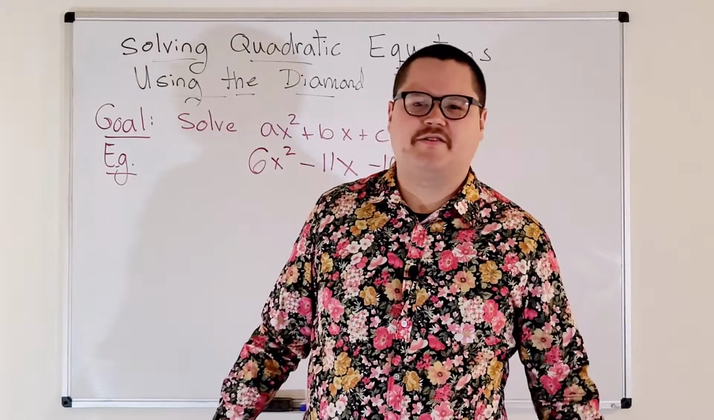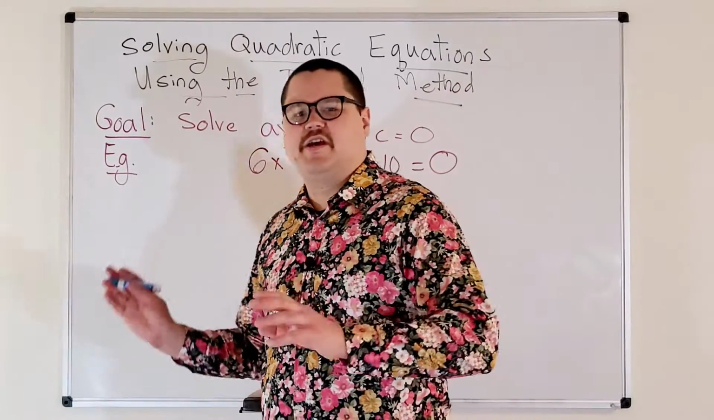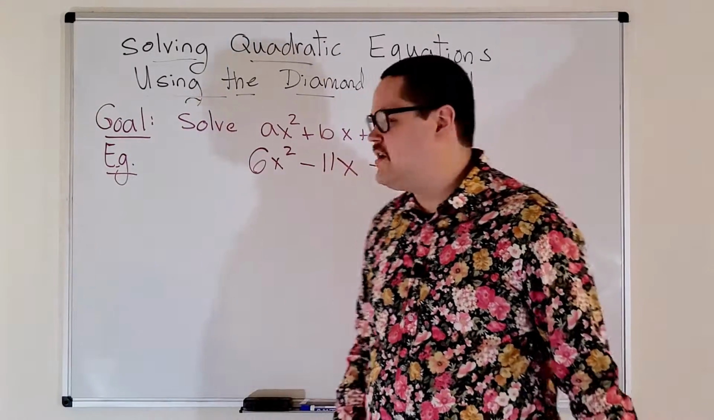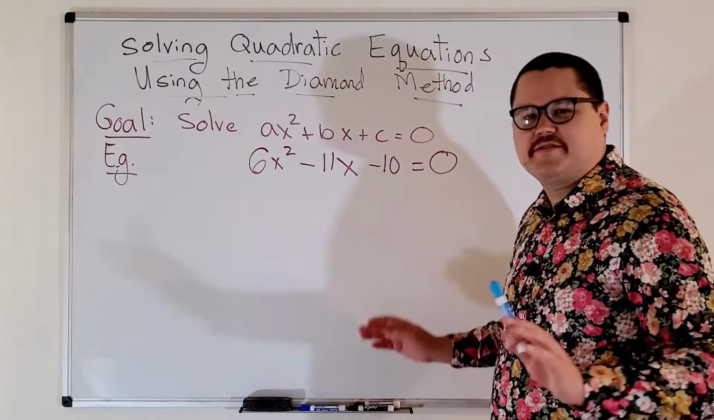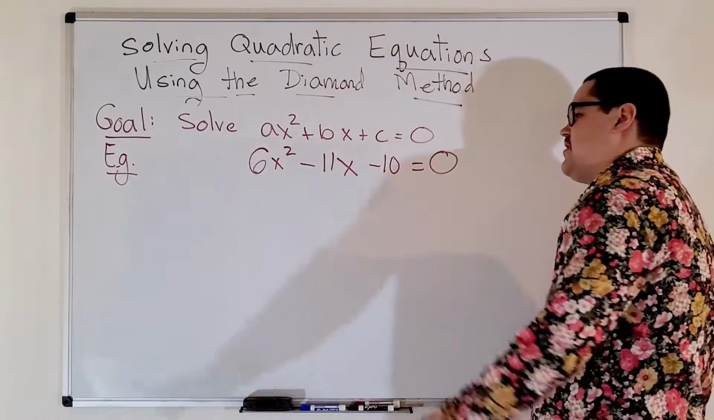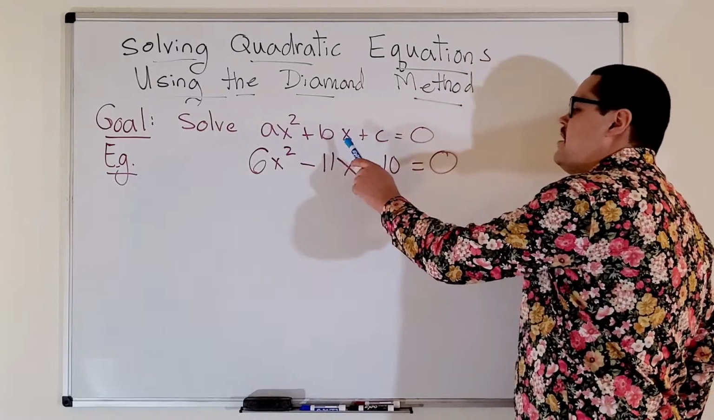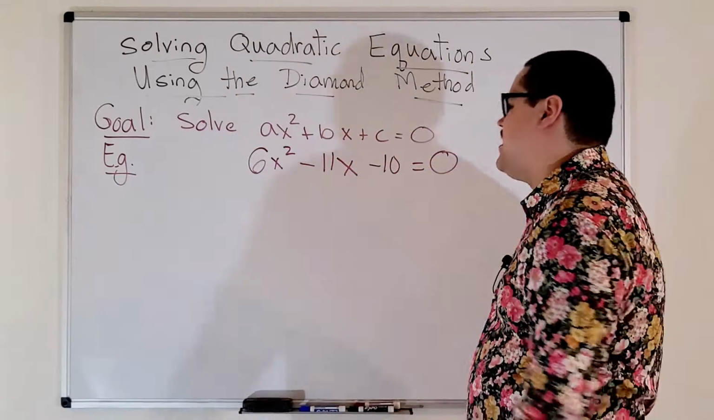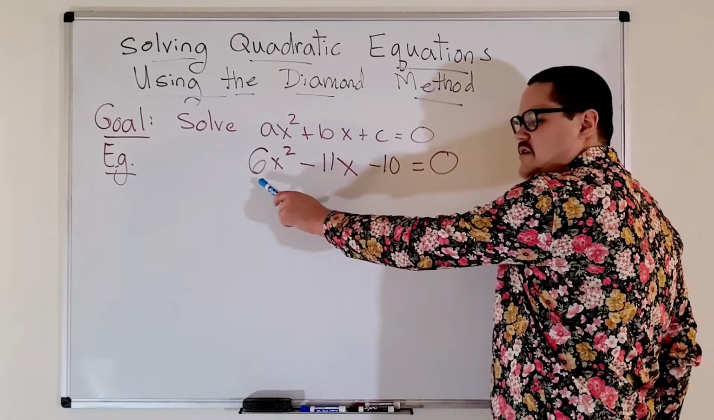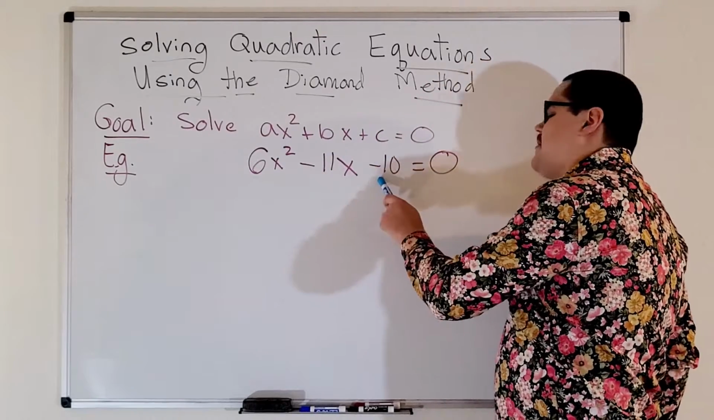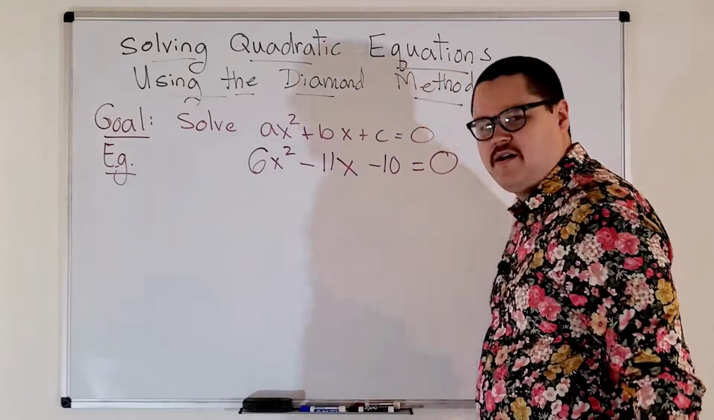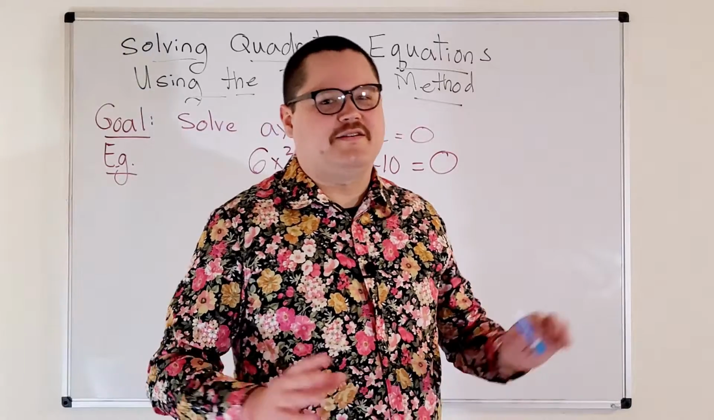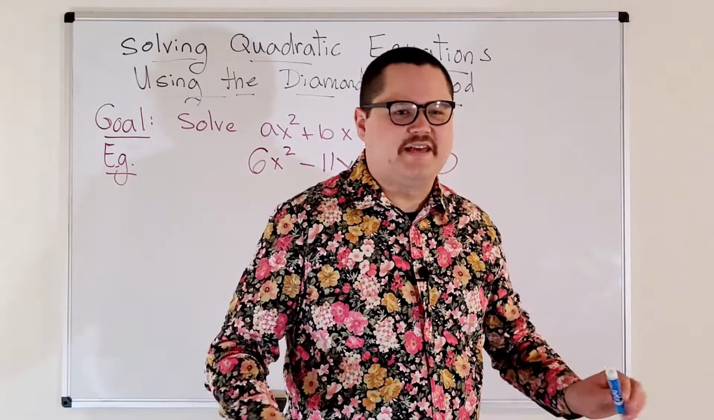Next up, we want to solve quadratic equations using the diamond method. What is that? I'll show you. So remember, our goal is to solve quadratic equations, which are equations of the form ax squared plus bx plus c is 0. An example of one of these would be the following: 6x squared minus 11x minus 10 equals 0. The first step in applying the diamond method is to identify a, b, and c.